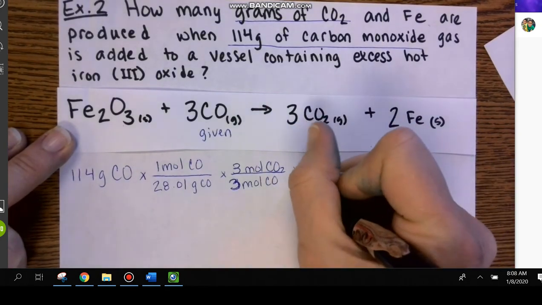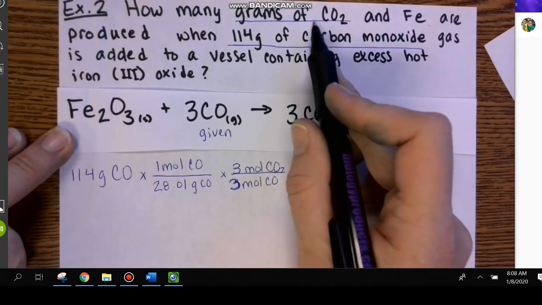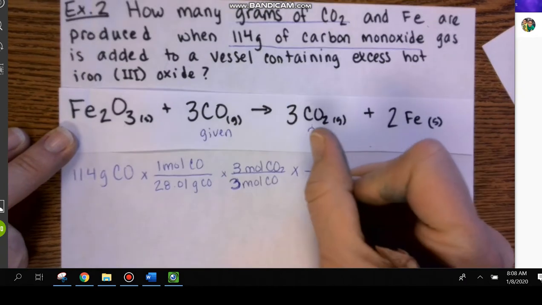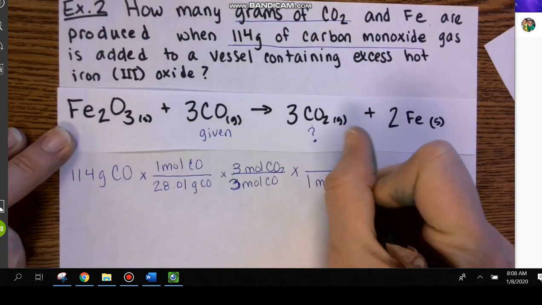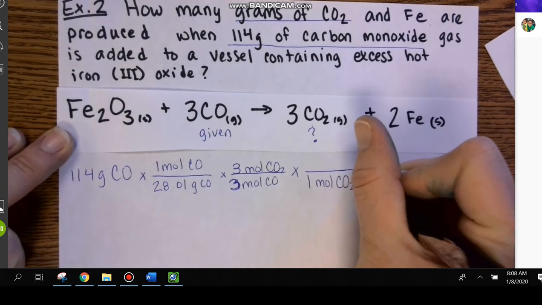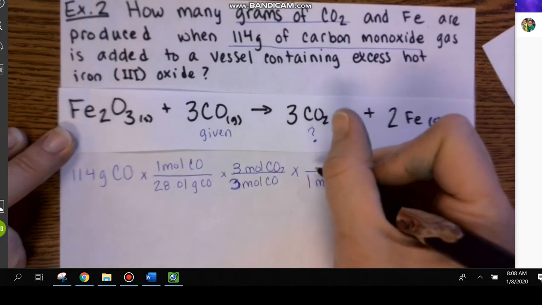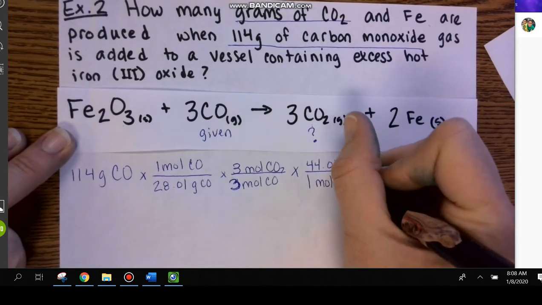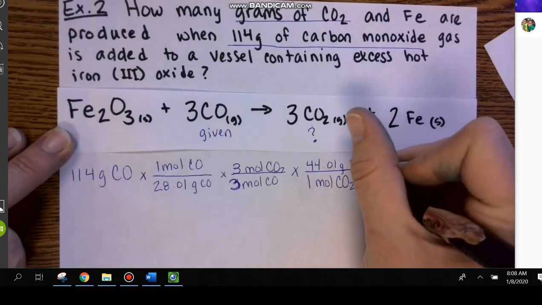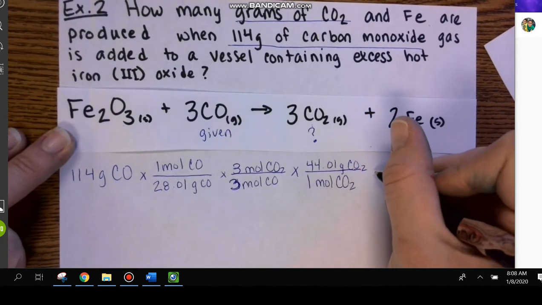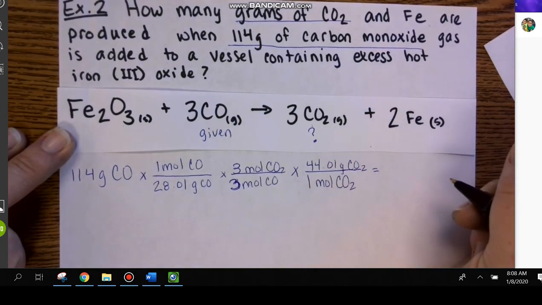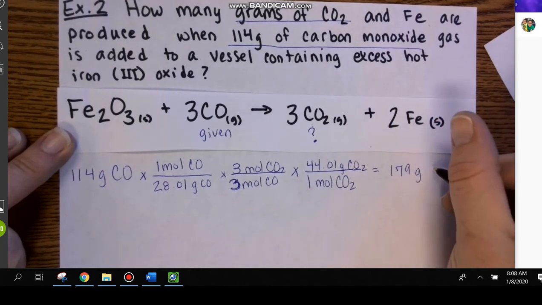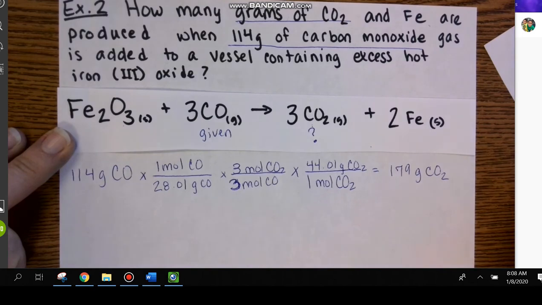Then we're going to convert to what we're asked for, and we're asked for how many grams. We're not finished yet because we want to convert our moles of carbon dioxide to grams of carbon dioxide. And we do that by converting to our molar mass. We get molar mass by looking at the periodic table, 44.01 grams of carbon dioxide per mole of carbon dioxide. When we put this into our calculator, there are 179 grams of carbon dioxide.